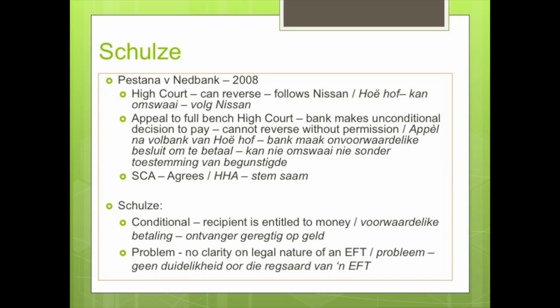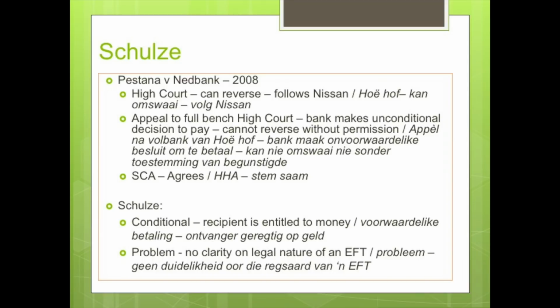Nedbank realized their mistake and reversed the payment to Pestana number 2 and paid the 450,000 rand to SARS in terms of the court order and Section 99. Pestana number 2 argued that Nedbank had acted without authority when it reversed the credit and that they needed Pestana number 2's consent to reverse the payment.